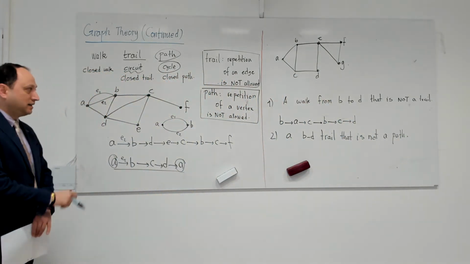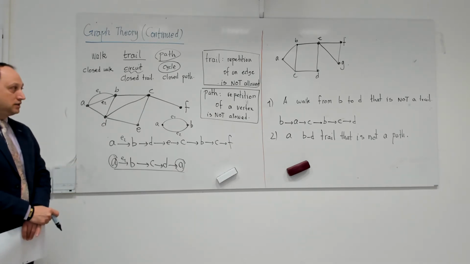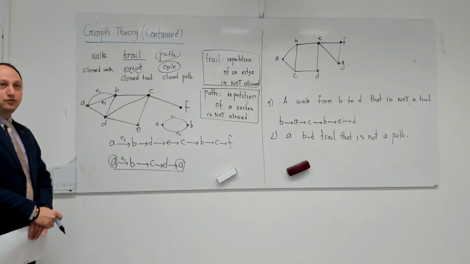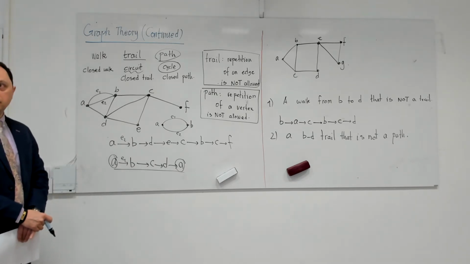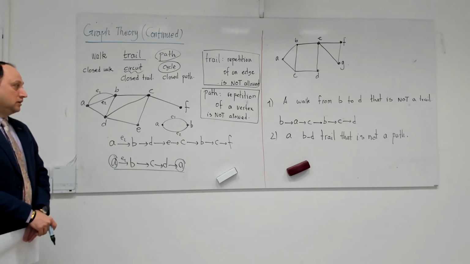So it means that by the word trail, you understand that you're not allowed to repeat any edges, but because it is supposed to not be a path, you have to repeat at least one vertex. This is the meaning, yes? Do you have any idea?